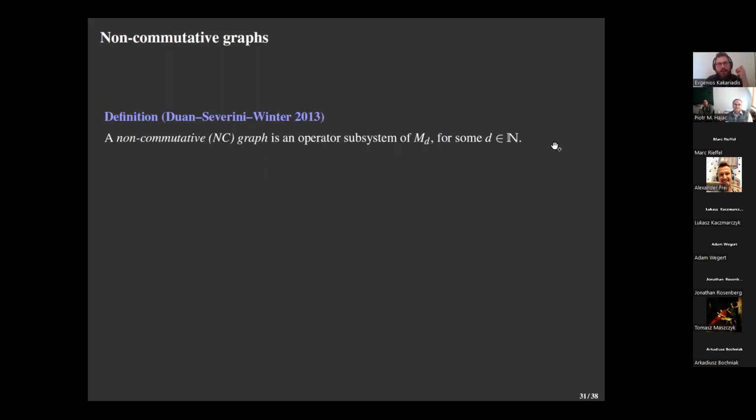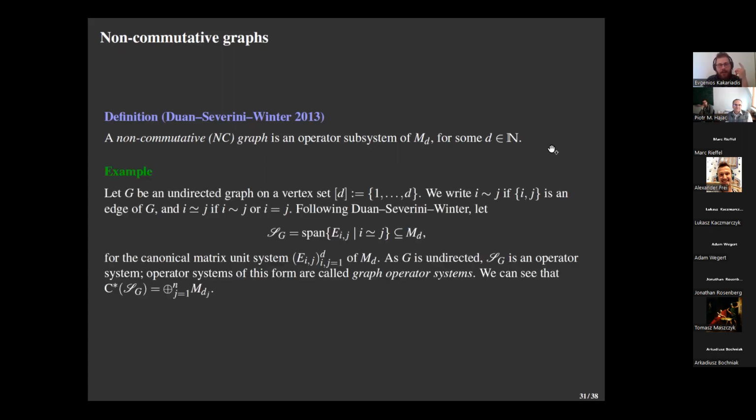There is one more example of an operator system coming from undirected graphs. Just to remind you, whenever you have an undirected graph, you take the operator system to come from the matrix units related to the edges of that undirected graph.